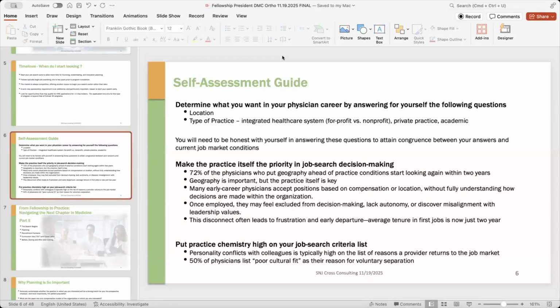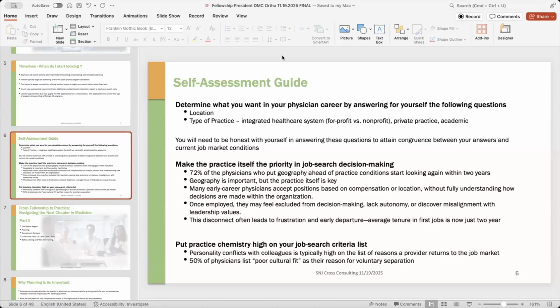Is it an underserved area? Are there a limited number of physicians within that specialty? So there are reasons for it, but make sure you have an understanding as to if you want for-profit versus nonprofit. And then you have private practice and academic. So just be honest, as I've mentioned on the slide, in making your decision.